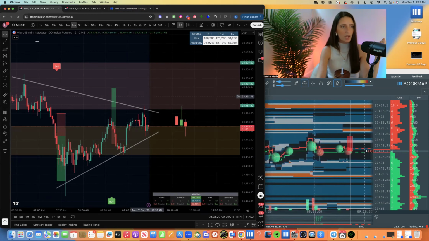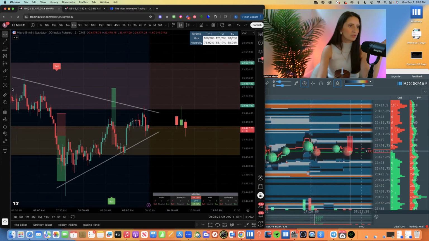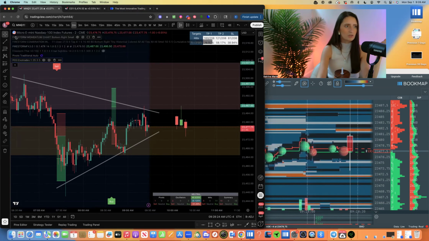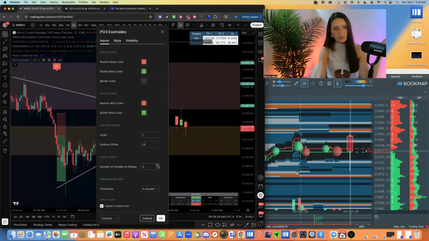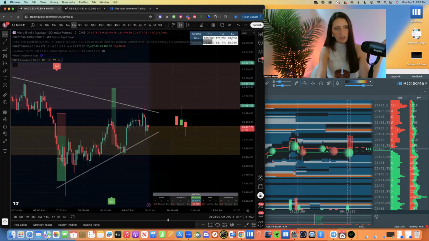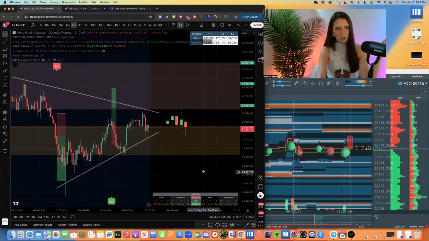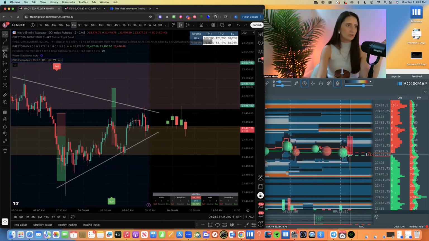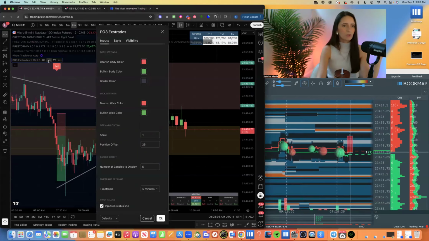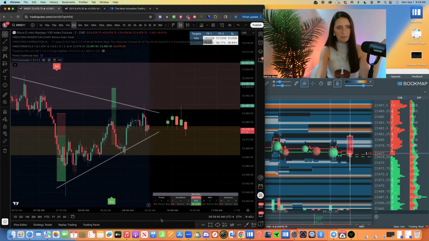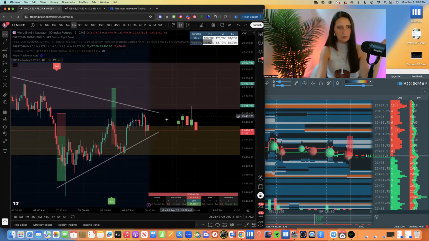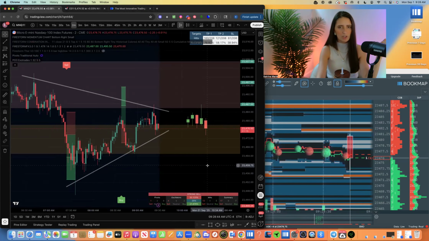Determine where it's going. You can add more candles. I know one of you just asked me that. Yes, you can add more candles if you want. So you want to display 5 candles. It will show you kind of where everything is going. I'm going to offset it just a little bit more, just so it's pushed over.